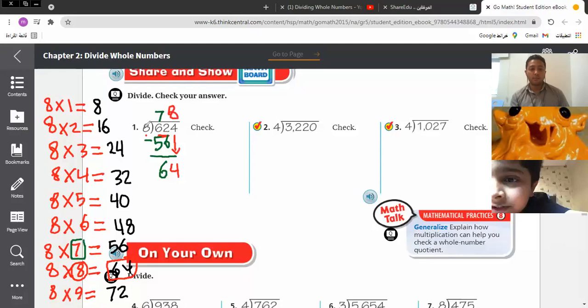We need to multiply 8 by 8. 64 again. Do subtraction. 64 minus 64 is 0. So the answer is 78. You understand it? Yes.